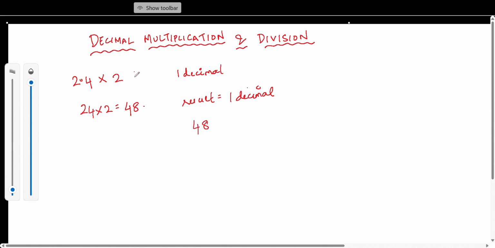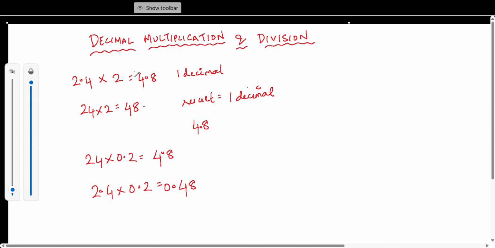So in 48, when we put one decimal place, there are two digits. Obviously, the point has to come in between. This will give rise to 4.8. Now, if the same thing were 24 into 0.2, it would still give us 4.8 only, because you would still do 24 into 2, just that the decimal point is shifted to here instead of being here. If we had 2.4 into 0.2, 24 into 2, 48, one decimal place here, one decimal place here, so 1, 2, this would give 0.48.